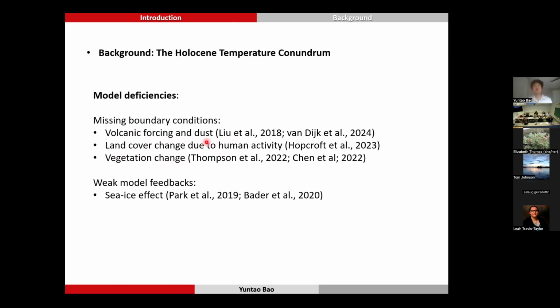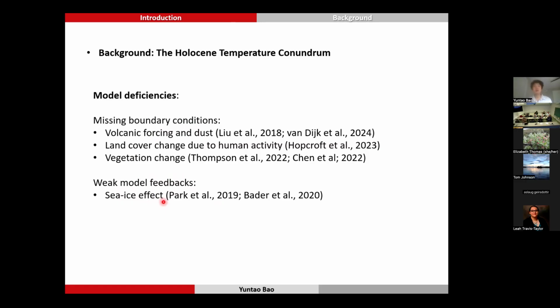So all these studies are trying to reconcile the model. Why can the model not simulate the late Holocene cooling? Maybe they miss some boundary conditions. Another one is the model feedbacks. There are several studies on the sea ice albedo effect. They think that the sea ice albedo effect may increase during the late Holocene, which will enhance this feedback and so produce the cooling over the Northern Hemisphere mid-high latitudes. Okay, that is from the model perspective.